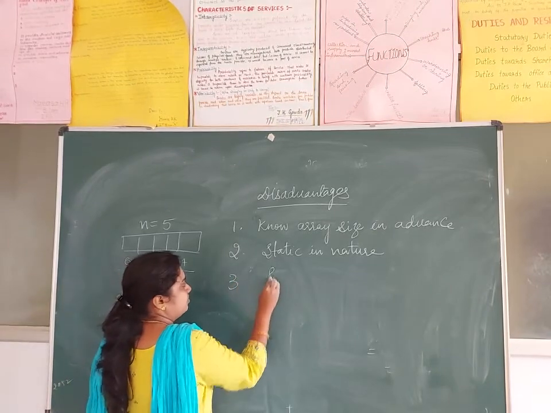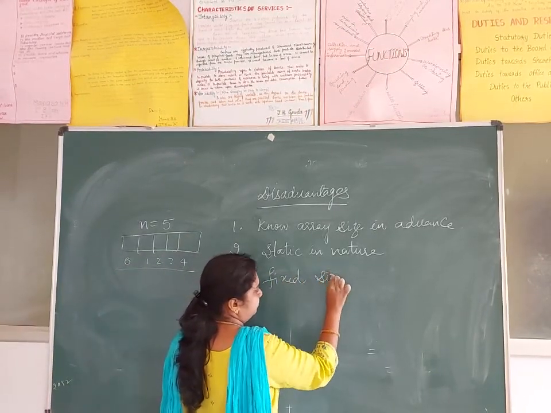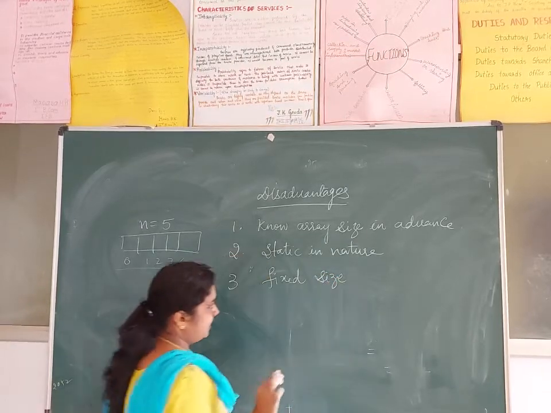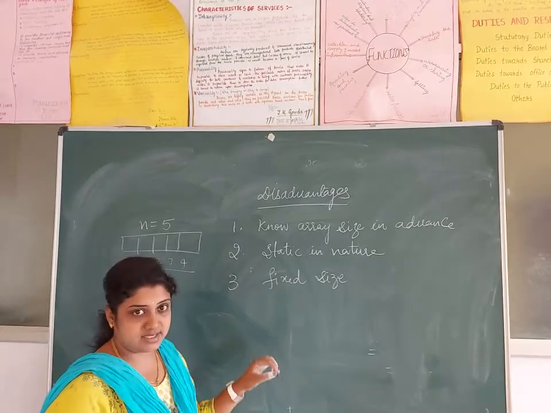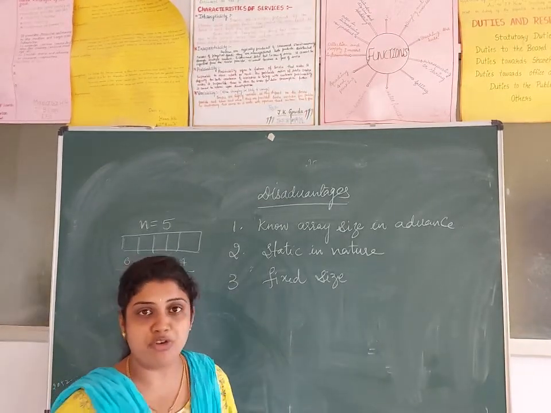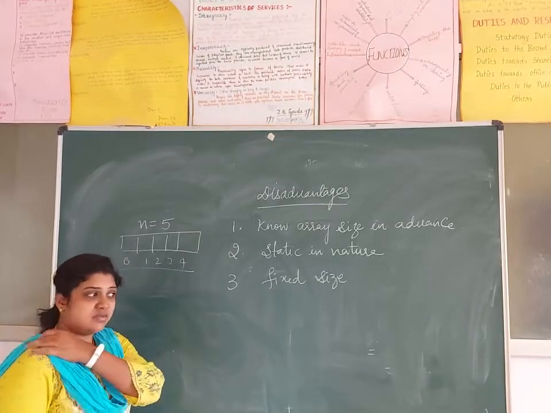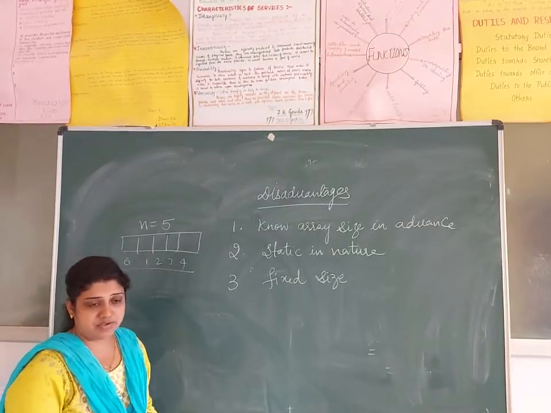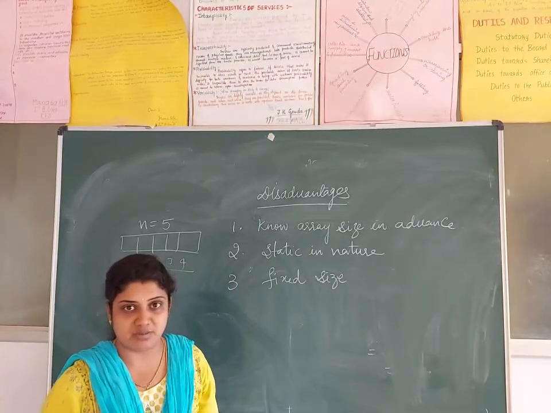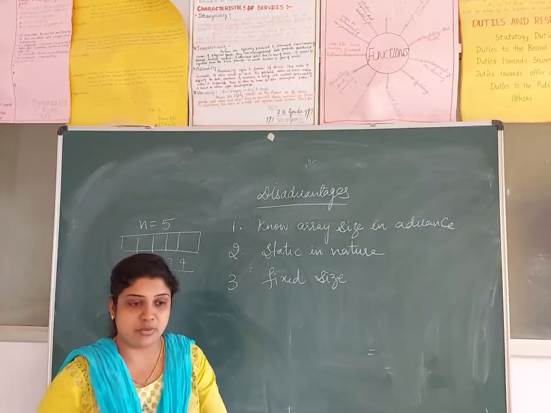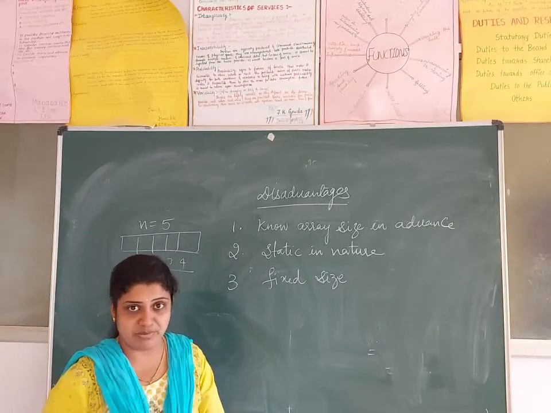And the third one is what? It has fixed size. As I said, an array is static in nature. It is having fixed size. So if it is having fixed size, what will happen? Suppose I want to extend, if I want to insert more data items, it's not possible. If I want to decrease the data items, the memory will be wasted.